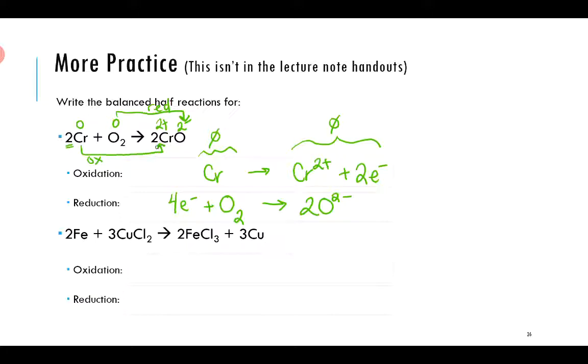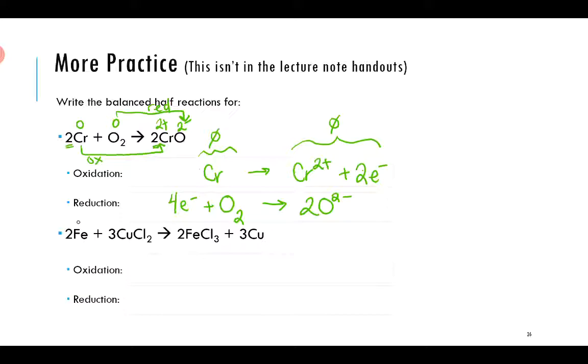These 2 coefficients here, you might think maybe we should double everything in that chromium reaction, but for the half reactions you'll encounter on ALEX, they do want lowest whole number coefficients, and so if you have all even number coefficients, they would want you to simplify it. And so this is the lowest whole number that we can achieve. Okay, now for this next one.